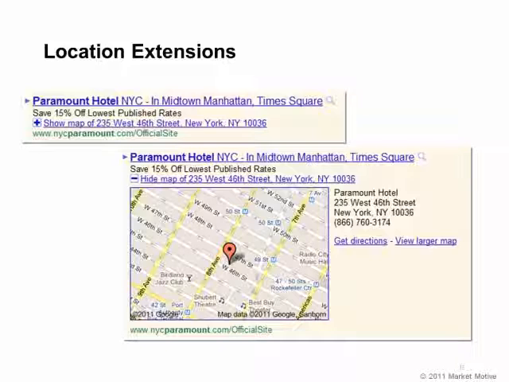Once these two are connected, your Google Places and AdWords, then a map and driving direction options can be displayed directly in the ad copy. This is a great way to show consumers exactly where you're located so they can stop in your store when they're out holiday shopping.